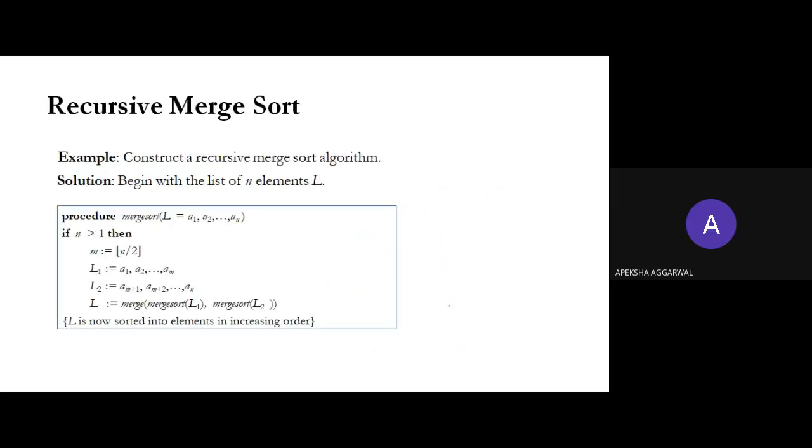Now we are only doing two things. First, we are dividing it up till only one element is remaining. And how are we dividing it? Dividing into two, right? And so m is n by 2, where n is the number of elements. So the left sublist has 1 to m elements and the right sublist has m plus 1 to n elements. Okay. Now what you will do is you will merge.